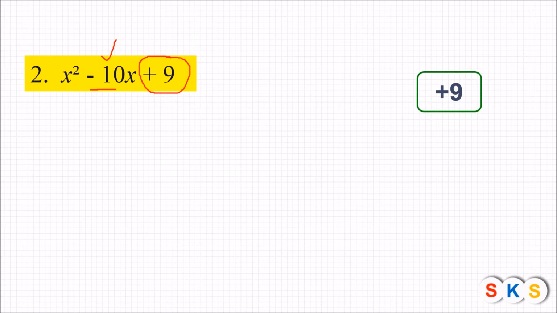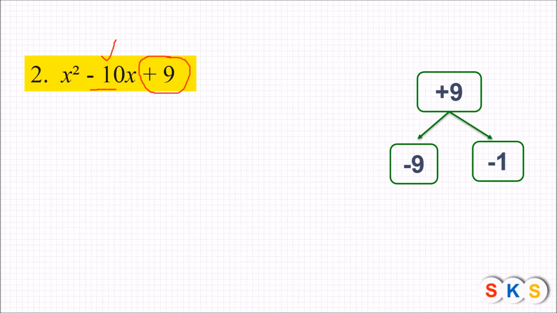So let's see the two numbers: minus 9 and minus 1. Minus 9, if we multiply with minus 1, you'll get plus 9, because minus into minus is plus. So minus 9 into minus 1 gives us plus 9, and when you add minus 9 with minus 1, you will get minus 10. So I'm going to split the middle term minus 10x as minus 9x minus 1x, which you can also write as x plus 9.